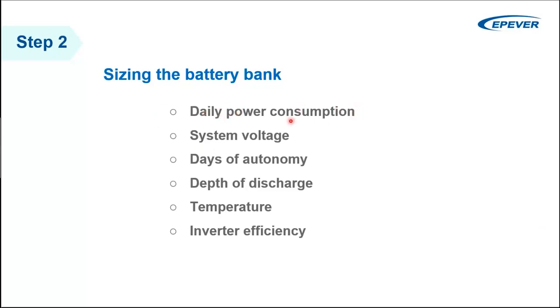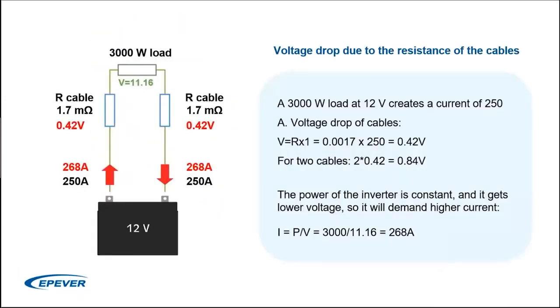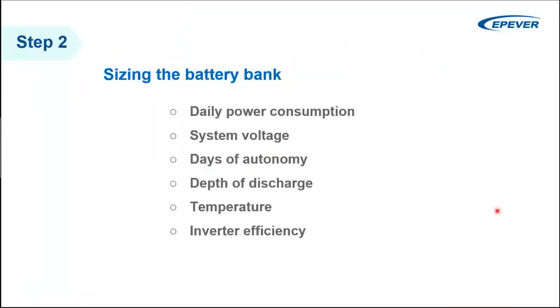So the daily power consumption, we talked about it. Regarding the system voltage, we have different battery cells: 2 volts, 6 volts, 12, 24, 48. So the system voltage is really important. The higher the system voltage, the lower the voltage drops in your system. If we go back to this example here, if you had a higher voltage here, then you would have less difference in your current. So the higher the voltage of the system, the lower the current in the circuit, and the lower the losses you will have in different components of your system.